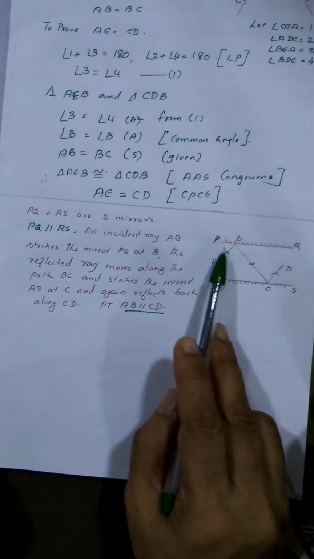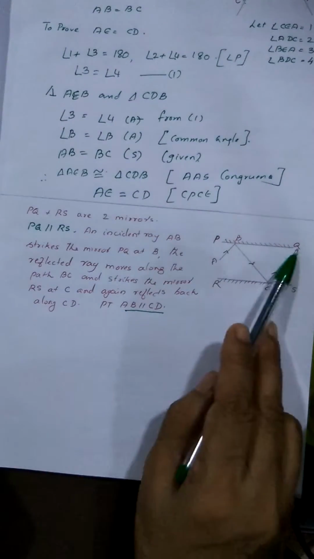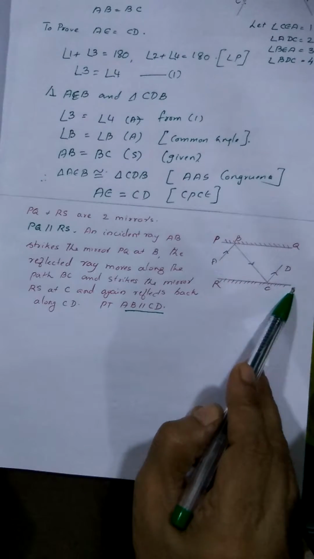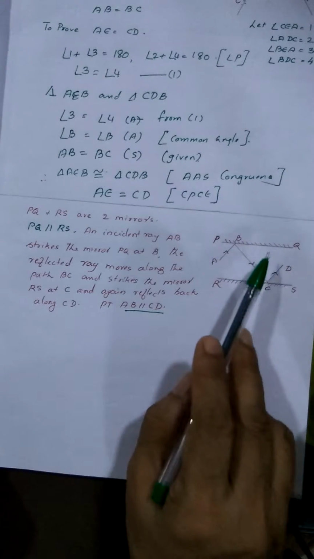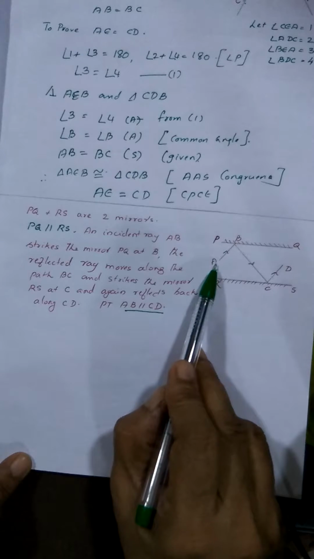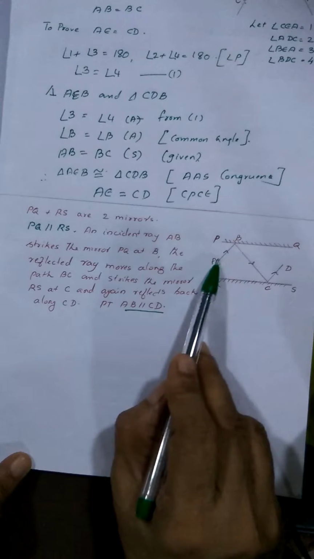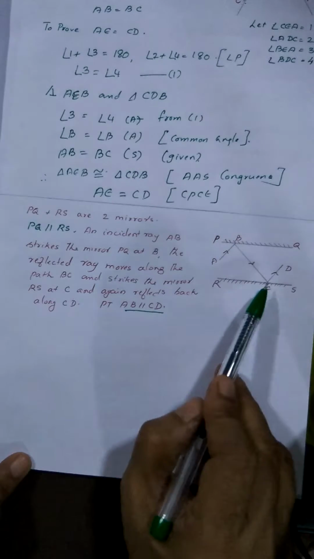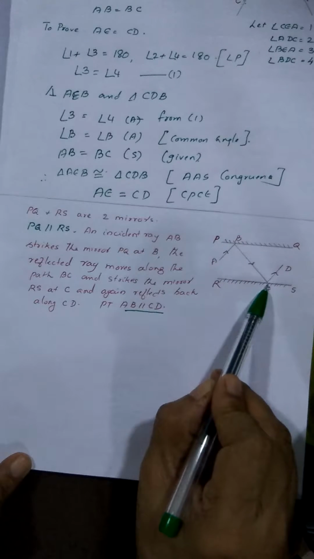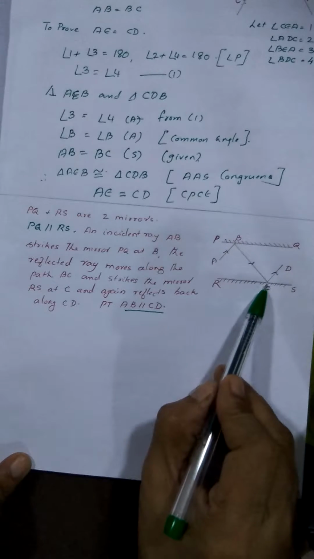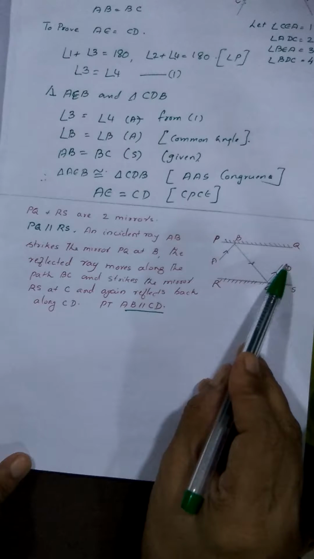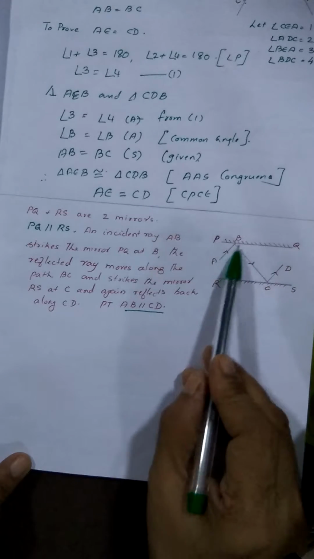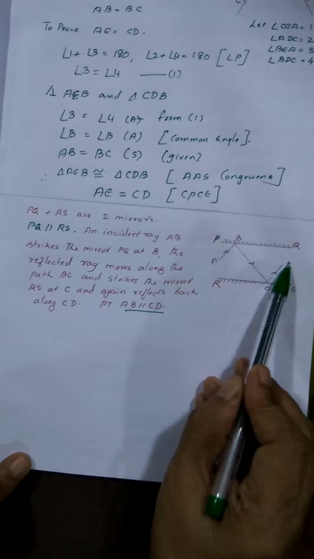In this problem it is given these are two mirrors. PQ and RS are two mirrors, and they are kept parallel to each other. Now an incident ray AB is falling on the mirror, and it is getting reflected from this mirror. So this is a reflected ray. CD is a reflected ray. Now we have to prove AB is parallel to CD.